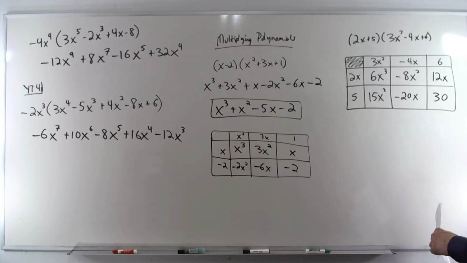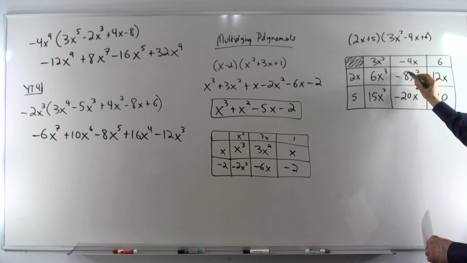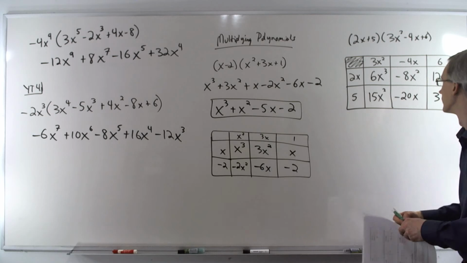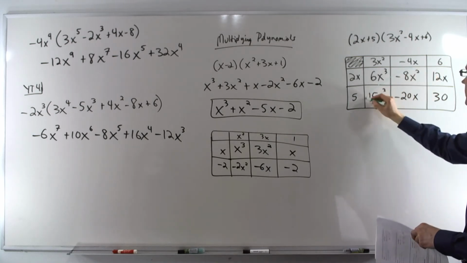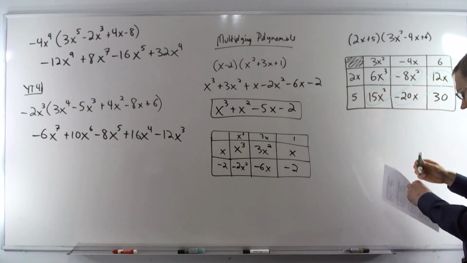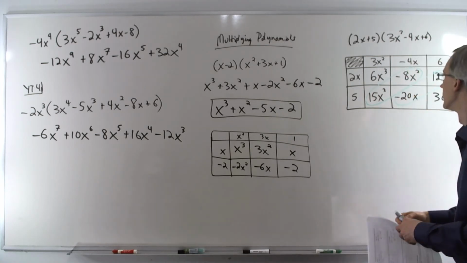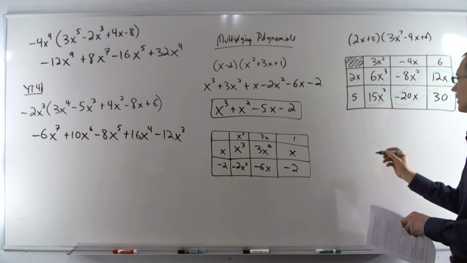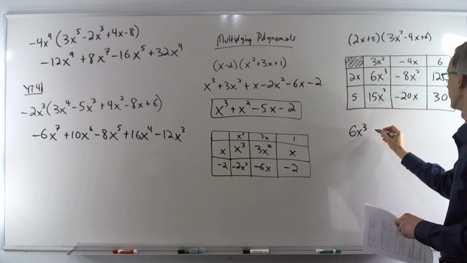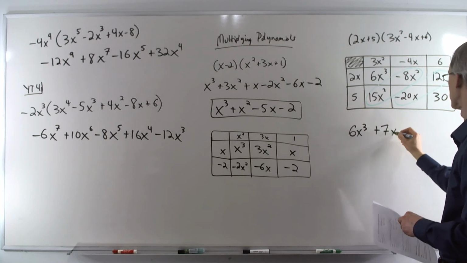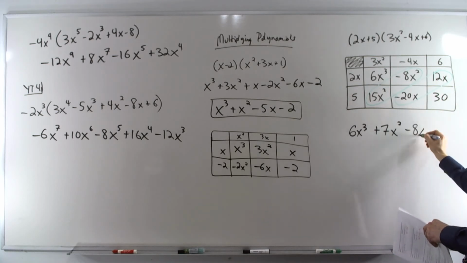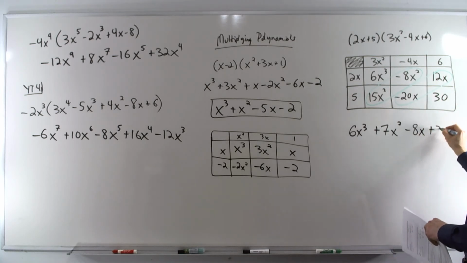Now we can combine any like terms. So we've got a couple of x squared terms here and a couple of x terms here. So there's the like terms that we can combine. The other ones will remain as they are. So 6x to the third, 15 minus 8 is 7, so plus 7x squared. Negative 20 plus 12 is negative 8, so negative 8x, and positive 30 on the end.